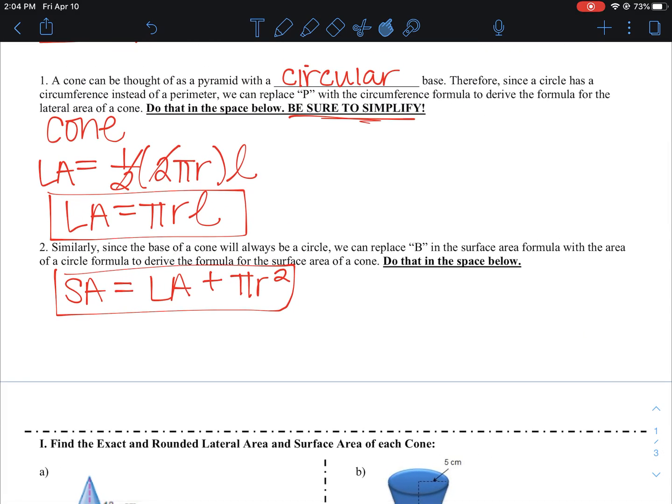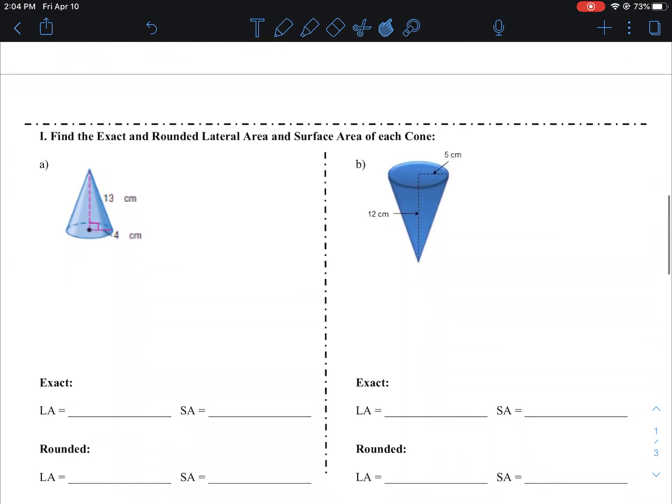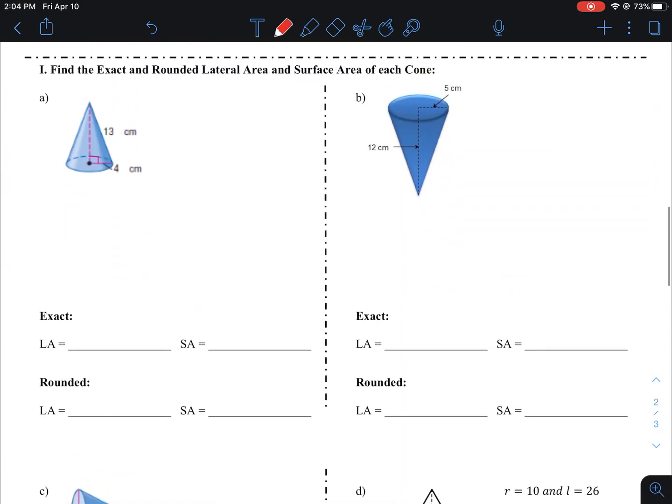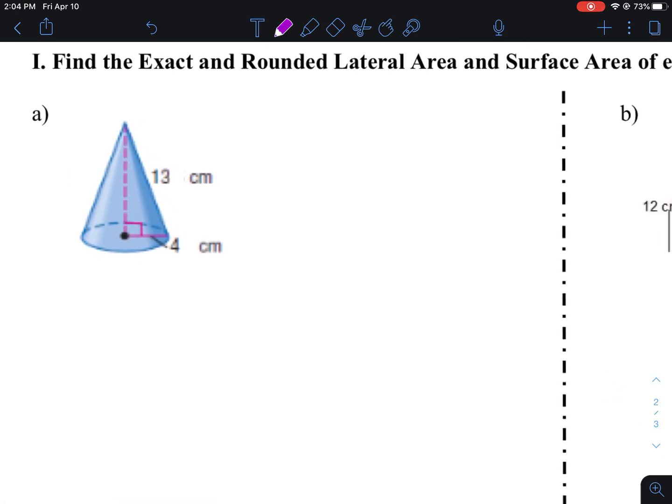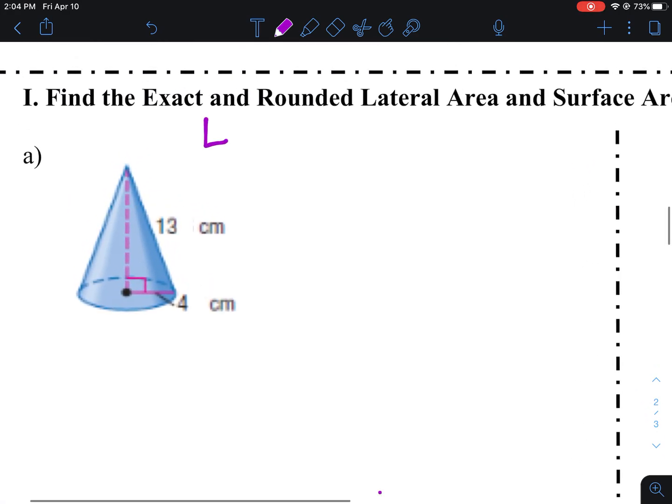Okay, so let's use those in these examples down here. So we want to find both the exact and rounded lateral area and surface area. Okay. So let's do lateral area first. Remember that is pi r L, right? Pi times the radius times the slant height.